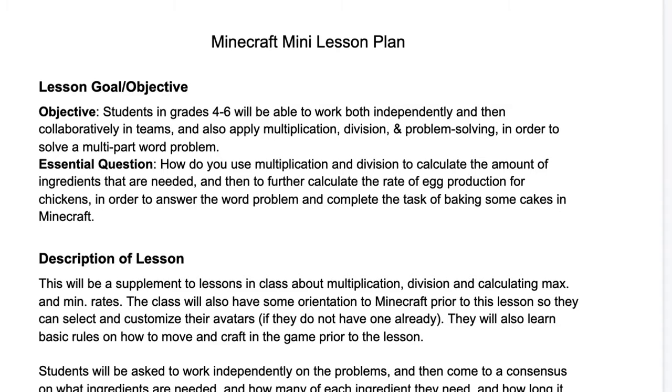Just to give you some context before we go in, I'm targeting students in grades 4 to 6. They should be able to work independently and then collaboratively in teams, and also apply multiplication, division, and problem solving in order to solve a multi-part word problem. Essentially, the question is, how do you use multiplication and division to calculate the amount of ingredients that are needed, and then to further calculate the rate of egg production for chickens in order to answer the word problem and complete the task of baking some cakes in Minecraft?